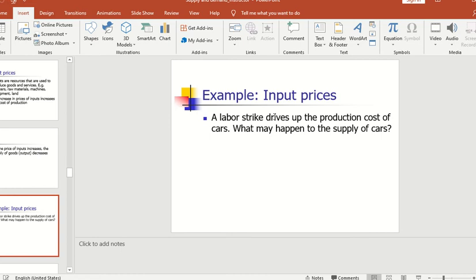A labor strike drives up the production cost of cars. What may happen to the supply of cars? So, similar to what we did for the demand side, for every one of these exercises, you would probably want to pause the video for a few minutes so that you can work on these exercises on your own. That is to get the best out of these video clips. So let's pause the video for a few minutes.